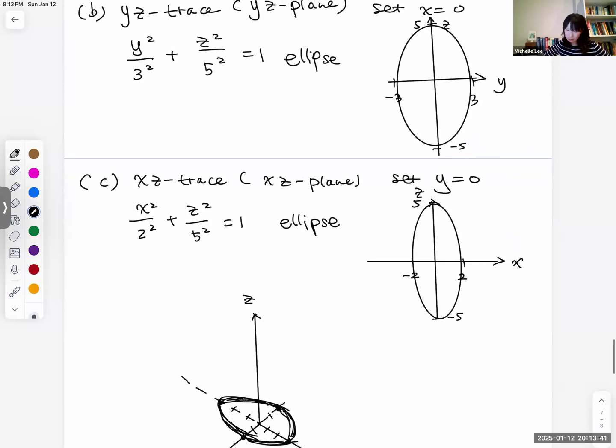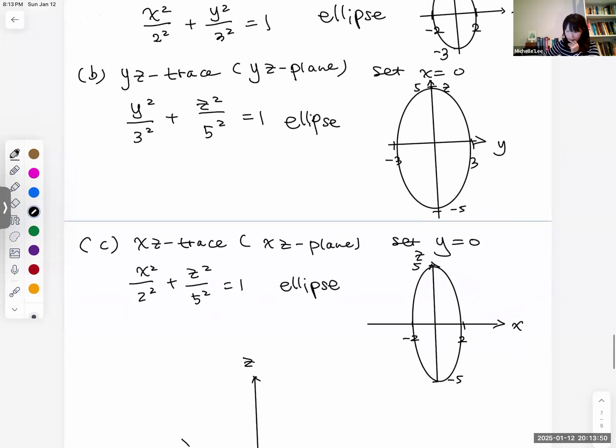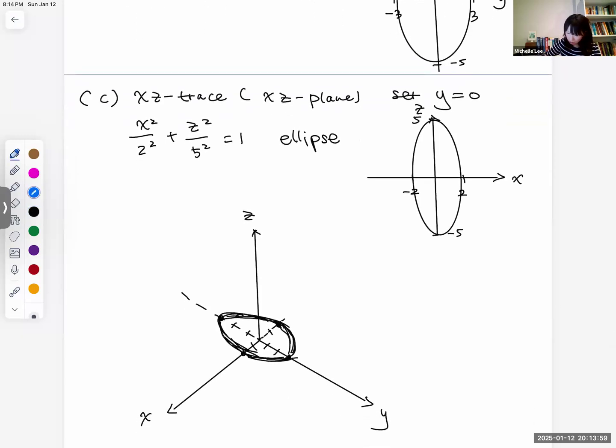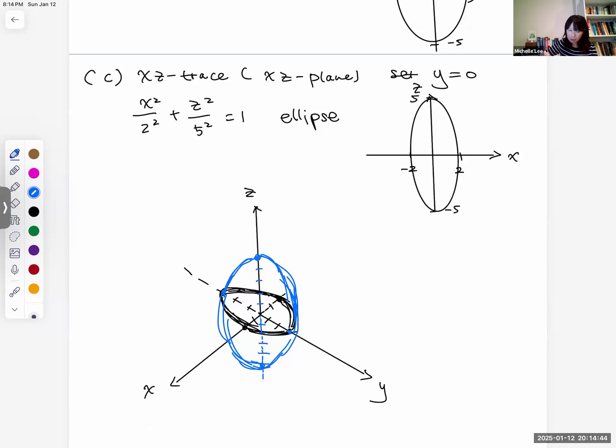Okay. How about the YZ trace, the YZ plane? Y is 3, so 3, and Z: 1, 2, 3, 4, 5. And 1, 2, 3, 4, 5. Okay, so it looks like 3 dimensions, right? Yeah, an ellipse. Okay, the last one, the XZ trace.